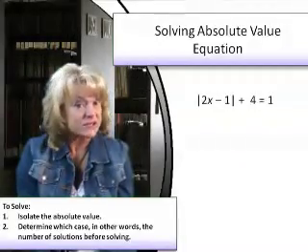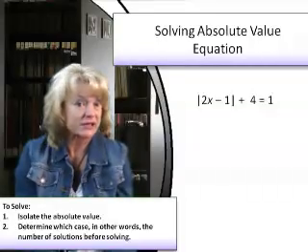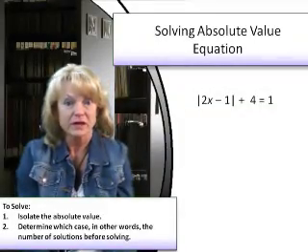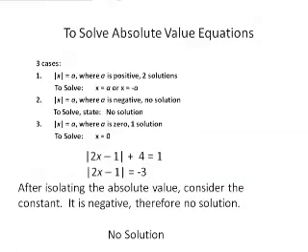Again, we start by isolating the absolute value. Subtract 4 from both sides. Well, after doing so, we see that the right-hand side is negative. Therefore, we are done, and we will state no solution for our answer.